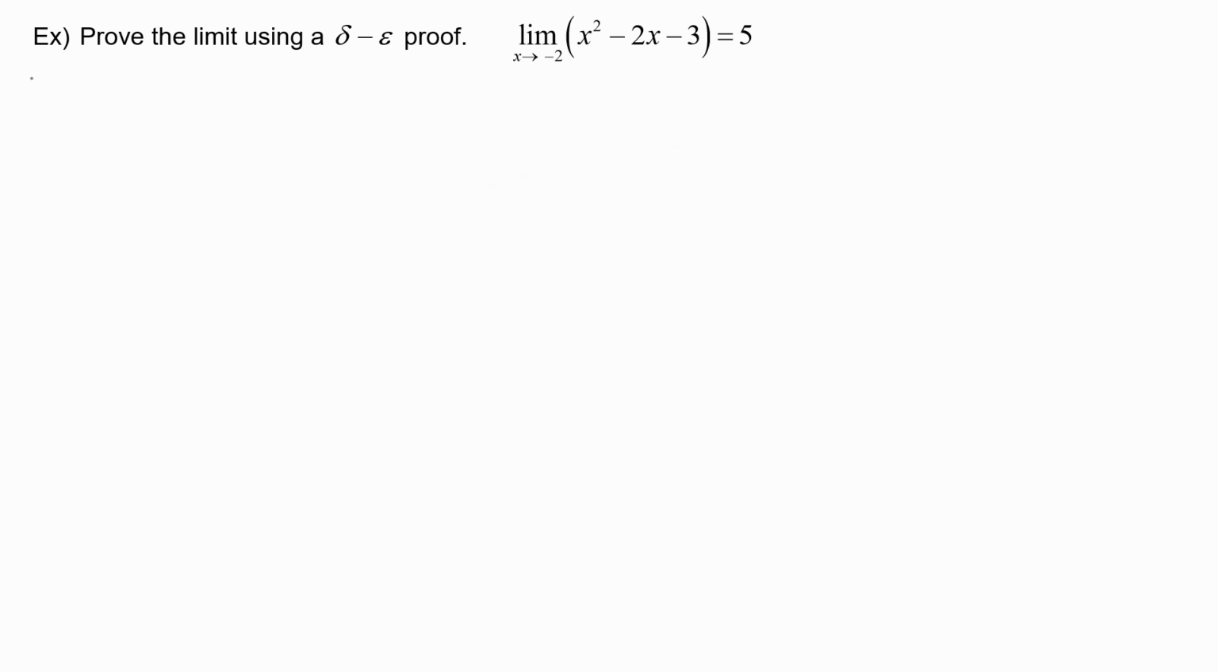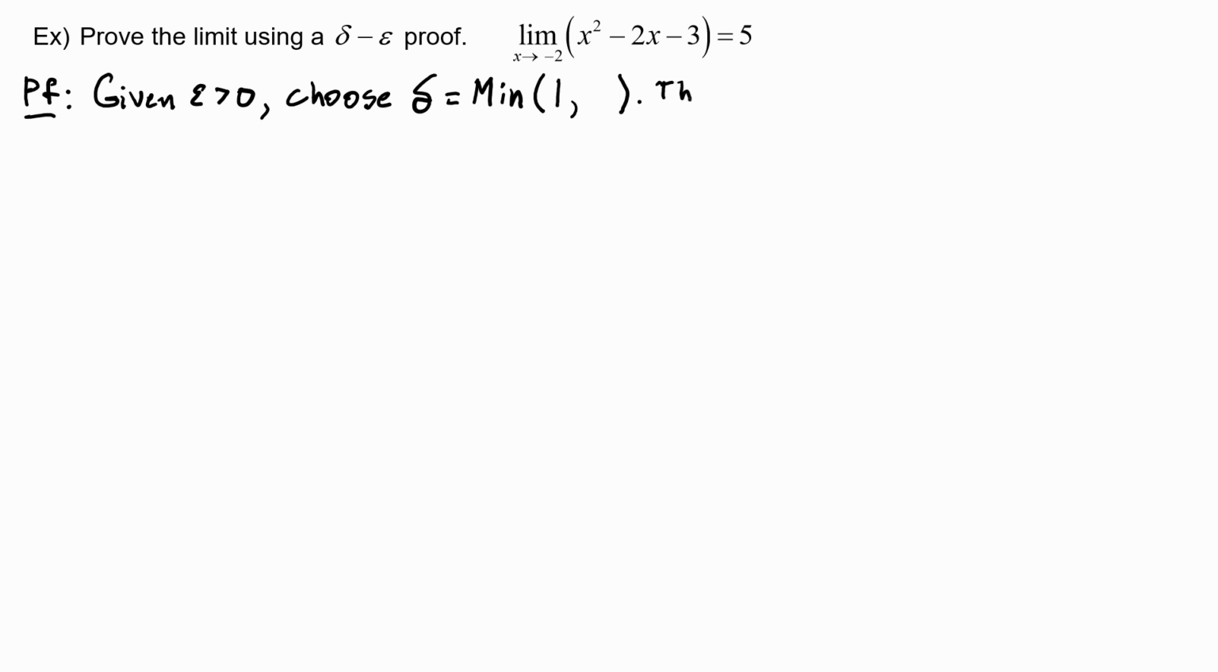As always, we start with our first statement of the proof. Given epsilon greater than 0, choose delta equals. Now, because our f of x is a quadratic, that is your signal that you will need to use the minimum function. And we always take the minimum of 1 and some expression for delta that we don't know what it is yet, so we will leave that blank.